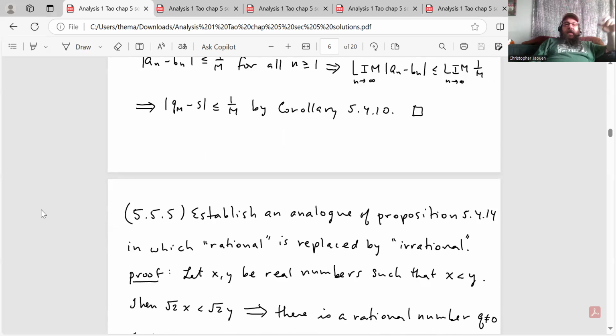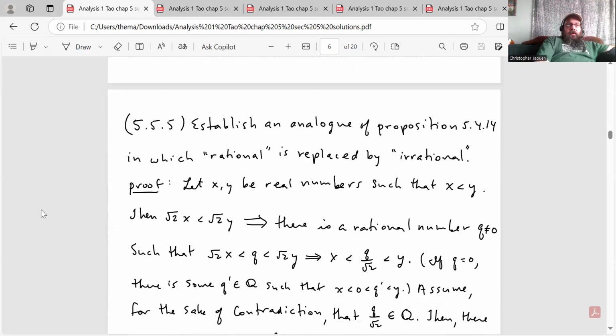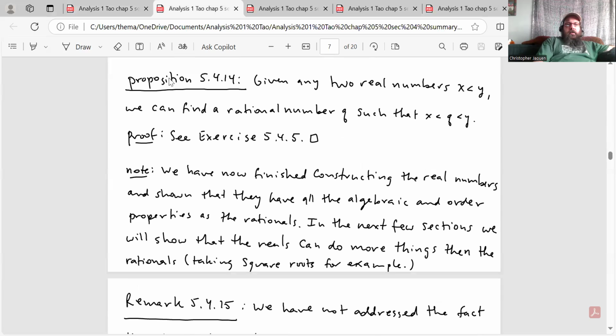Okay, that's the last of the lemmas that we need for the proof of theorem 5.5.9. Here's the last exercise, though, and then we'll get to the proof of the theorem. Question 5.5.5 says, establish an analog of proposition 5.4.14 in which rational is replaced by irrational. Proposition 5.4.14 is the one I just read to you guys. That's this one here. So he wants us to replace rational number with irrational number.